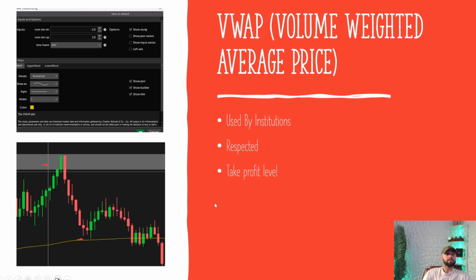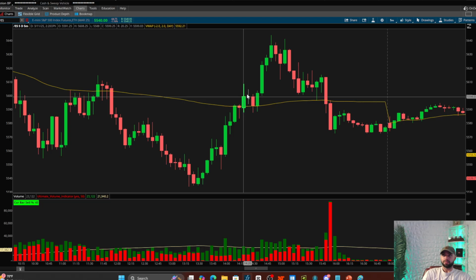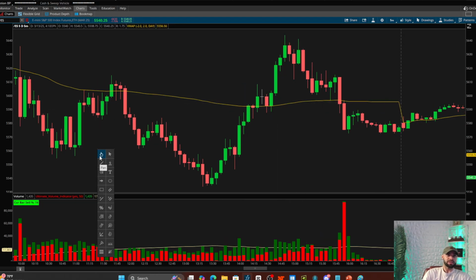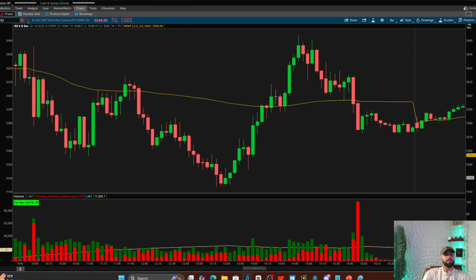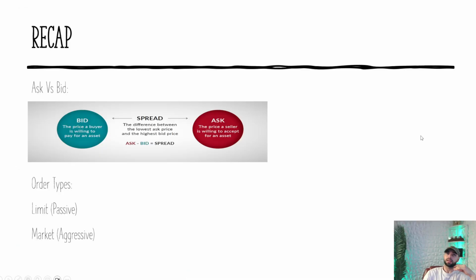The next thing we're going to be talking about here is VWAP, right? VWAP is actually used by institutions. It's very well respected. And for us, it's a take profit level. These are the settings I currently have on VWAP. It's this yellow line here. So if I switch to my execution chart style, I have the VWAP here. That means if I'm short here, I look to take profits at VWAP or leave some runners after VWAP. If I'm long here, I'm getting out at VWAP. That's what I use it for: take profits. Now, next one.